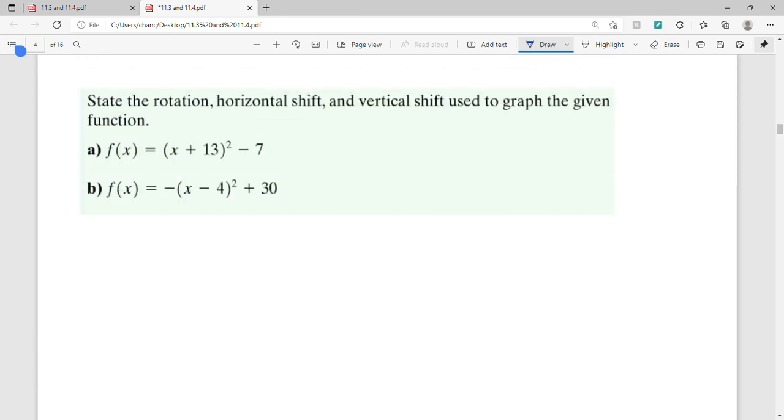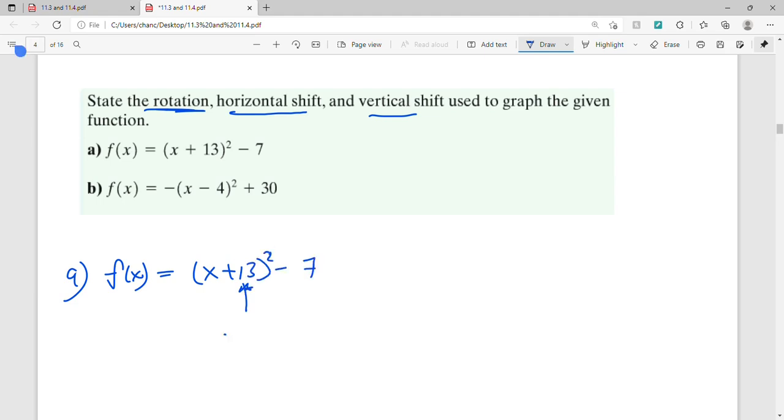State the rotation, horizontal shift, vertical shift used to graph the given function. In part A, we have (x plus 13) squared minus 7. The h is negative 13. Again, you could think of this as a double negative. The k is negative 7. There's no number in the front, so there's no rotation, there's no flip.